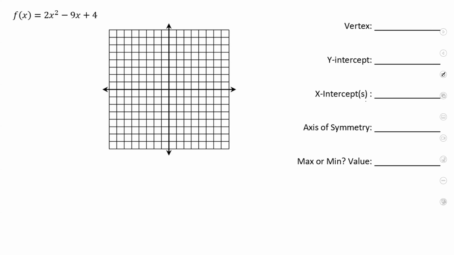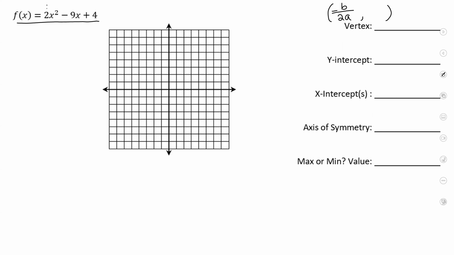We're going to find the vertex of this quadratic equation right here. The formula that we use is negative b divided by 2a. That's going to give us the x coordinate. So let's find the x coordinate of the vertex.